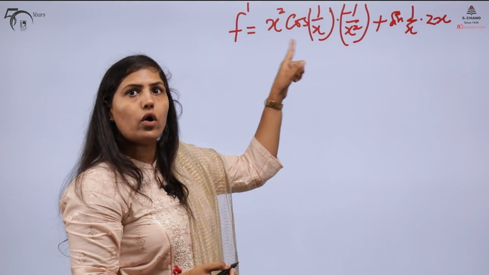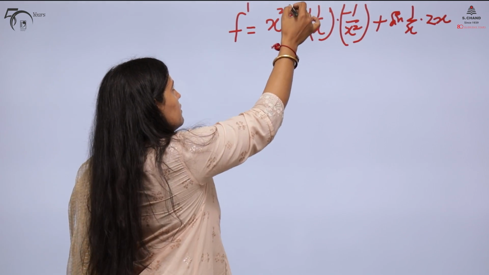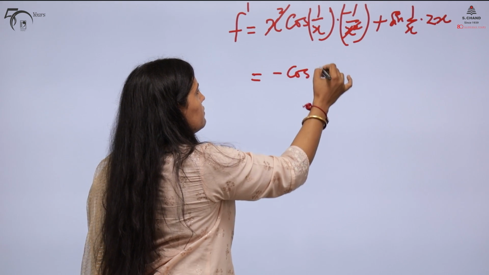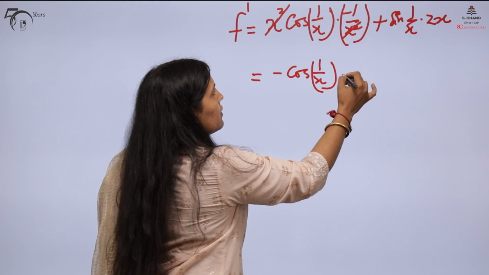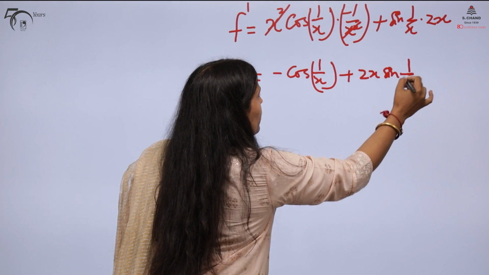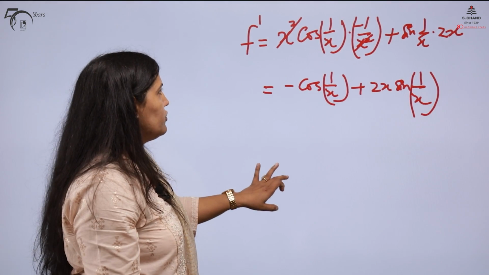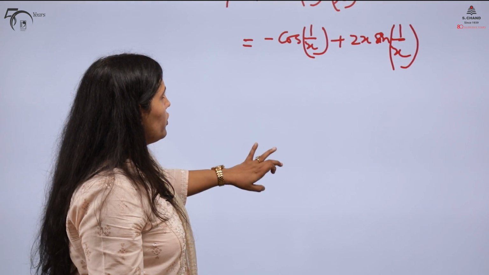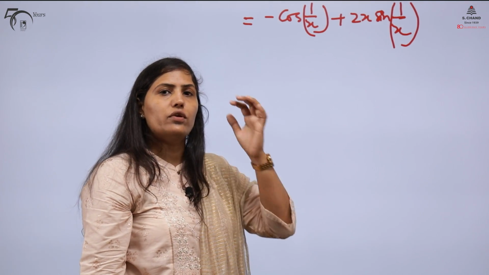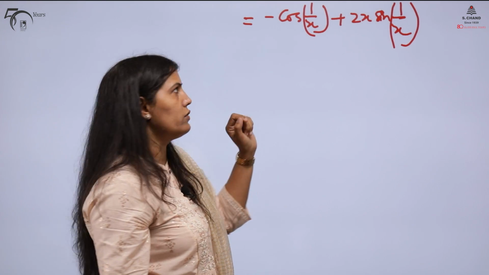You will be checking the continuity of this function at 0. So how will you check it? This gets cancelled, so minus cos 1 by x. This question is very important from the competitive exam point of view, whether you are appearing for the NET exam or the IIT JAM exam, or even if you are pursuing BSc Honours Mathematics, BSc Honours Chemistry, Physics, or BTech. You should know the concept.